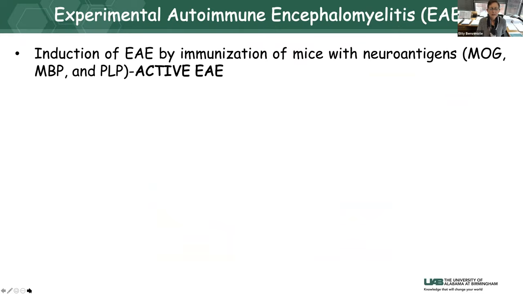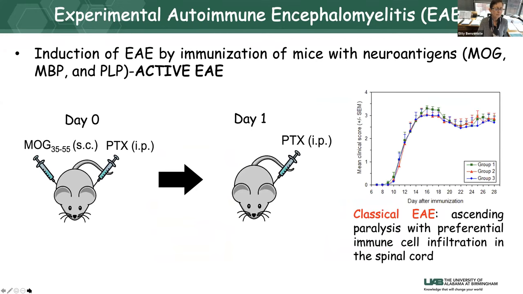So EAE is one model for multiple sclerosis, and I'm going to talk about active EAE. This is induced by immunization of mice with a variety of neuroantigens. In our case, we use MOG, which is myelin oligodendrocyte glycoprotein. So mice are injected along with pertussis toxin, then get another shot of pertussis toxin. And at least in C57 Black 6 mice, what they get is what we call classical EAE. This is ascending paralysis with preferential immune cell infiltration into the spinal cord. And this is the model that we'll be using.